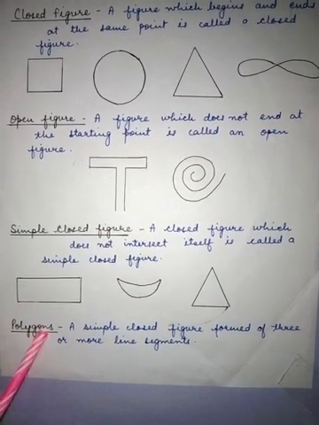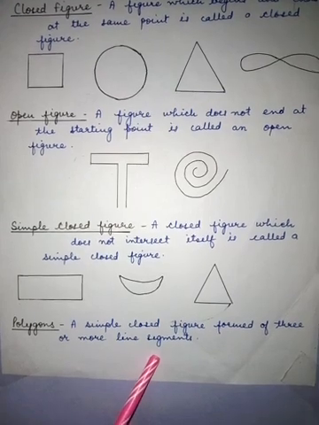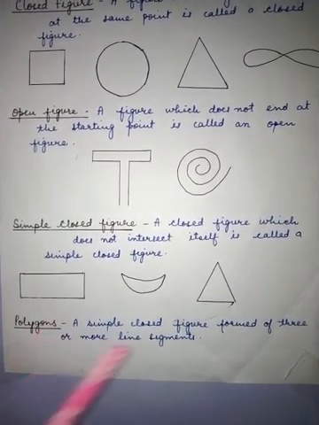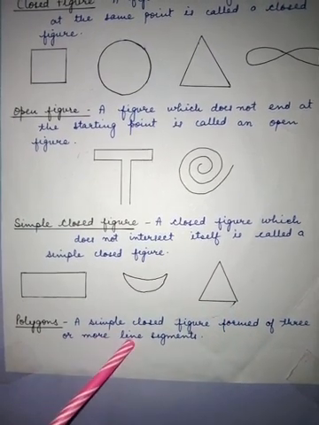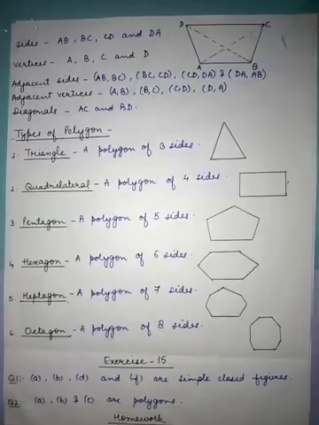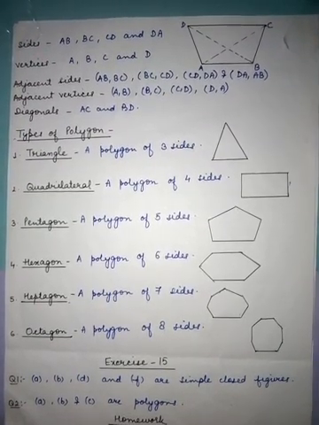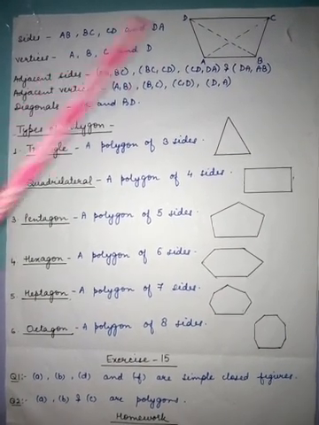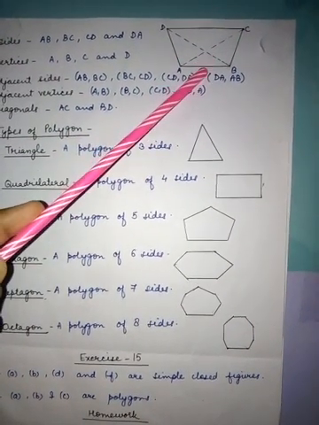Now polygons. A simple closed figure formed of 3 or more line segments, such a closed figure is called a polygon. So what are polygons? The figures which are formed of 3 or more than 3 line segments. Like this is a figure, it is formed of 4 line segments, you can see. So this is a polygon.